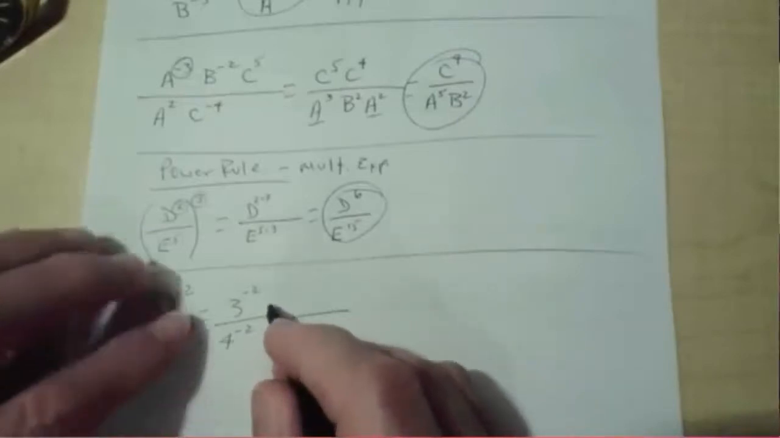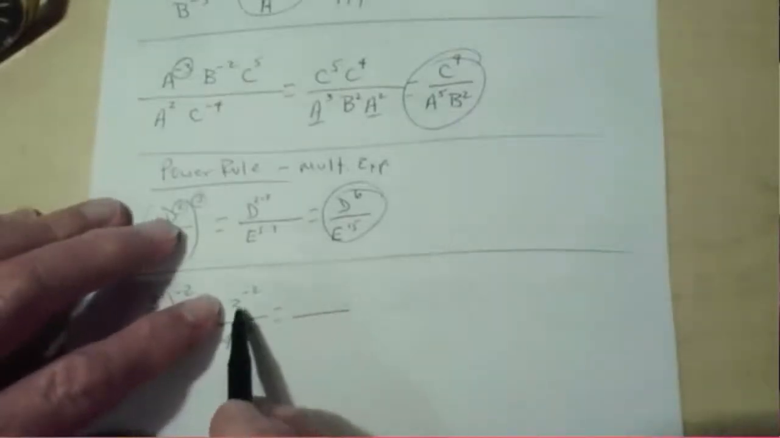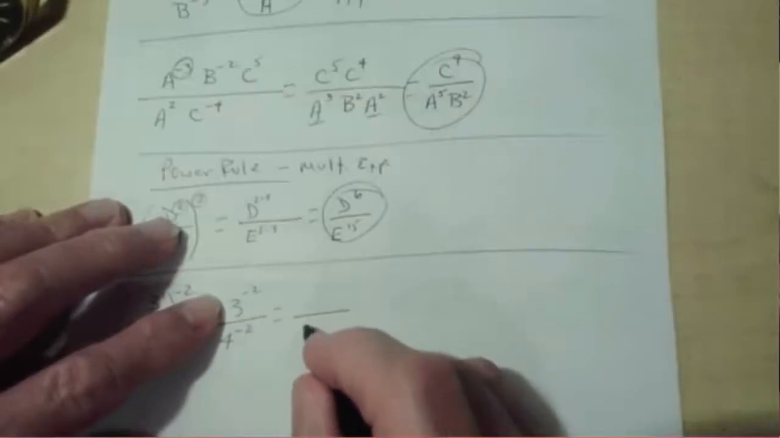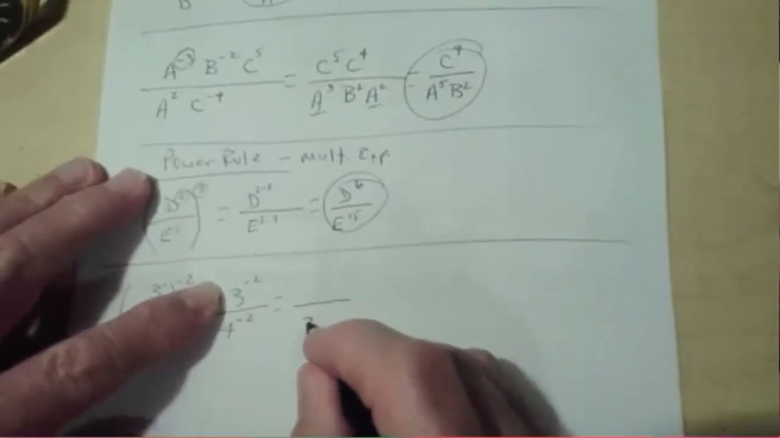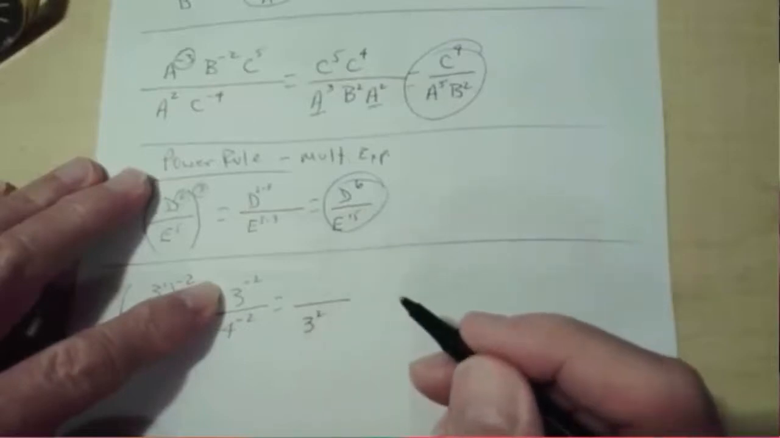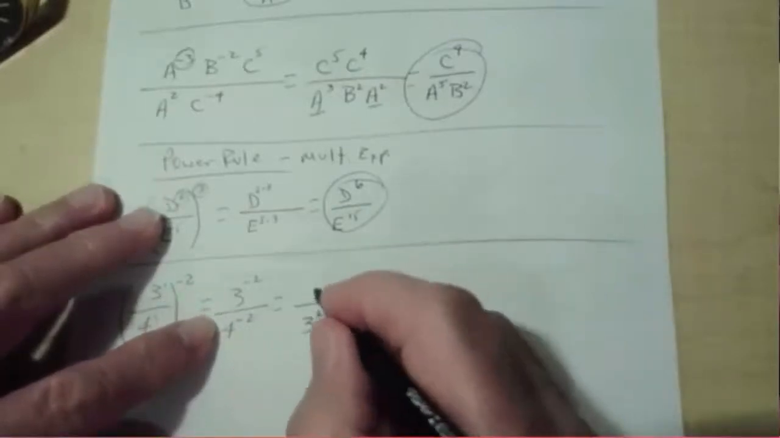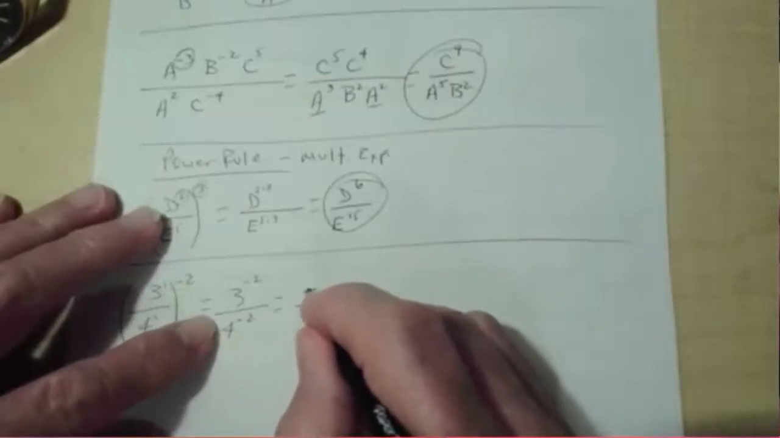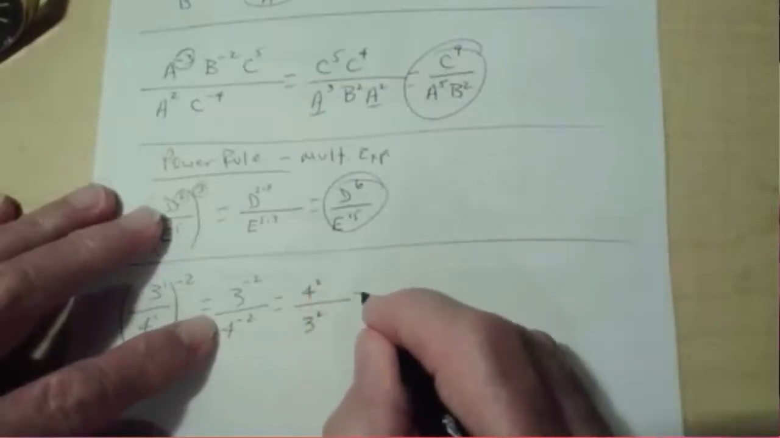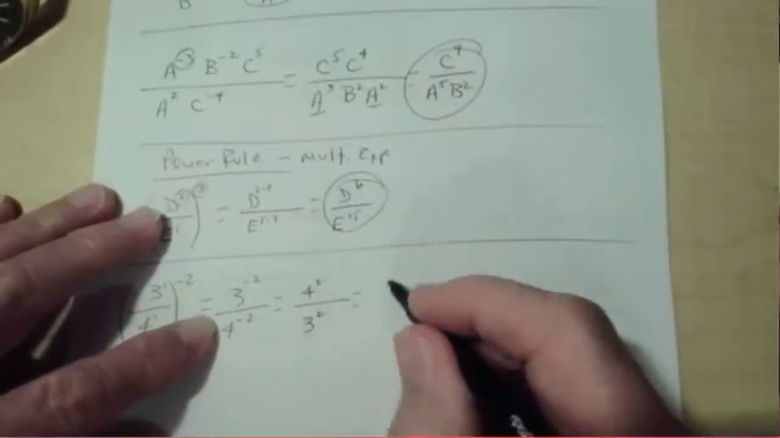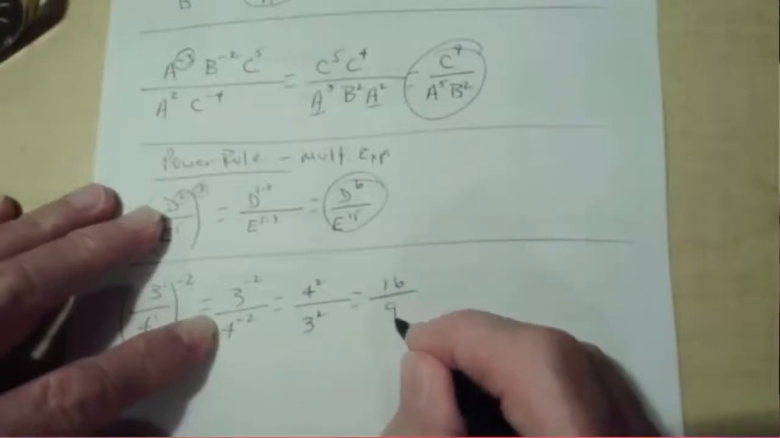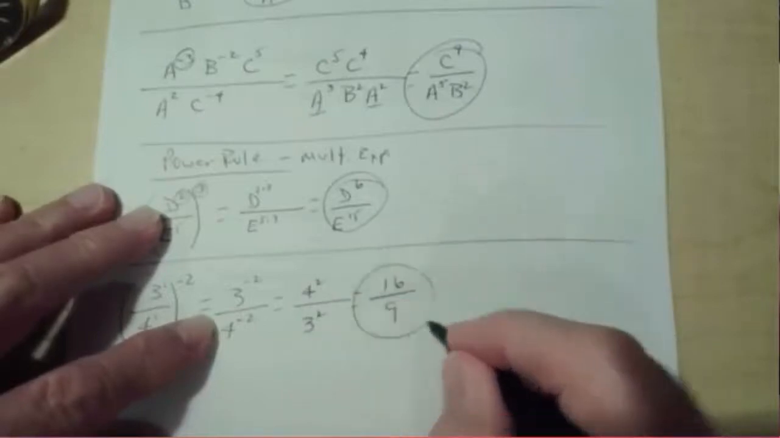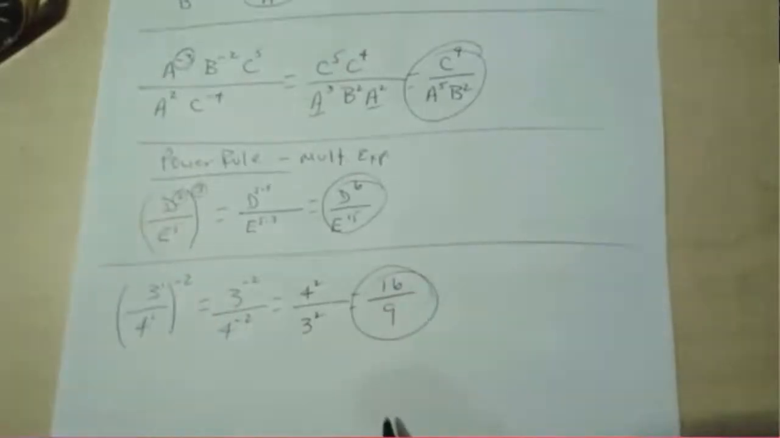Now how do we make the exponents positive? If they're negative, move them. So 3 to the minus 2 goes to the bottom and becomes positive. 4 to the negative 2 goes to the top and becomes positive. Now we can deal with this. 4 squared is 16. 3 squared is 9. Can we reduce this fraction? No. Okay.